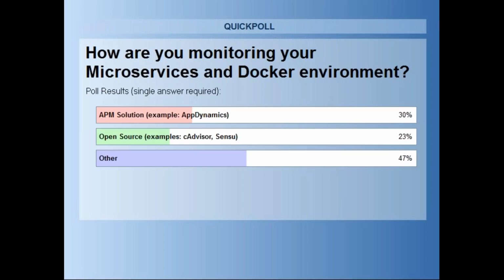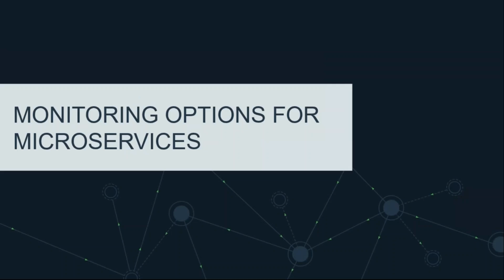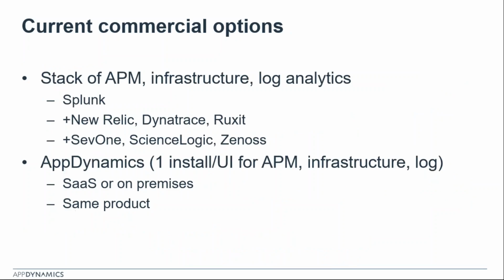So 30% are using APM solutions, 23% are using open source, and 50% are using something other. So it is possible that this could be in line with the results that I saw, that 50% are using microservices and 50% are not. So that could be those 47%. So good to know that. Okay, so let's talk about the options that we have for monitoring microservices in the industry.